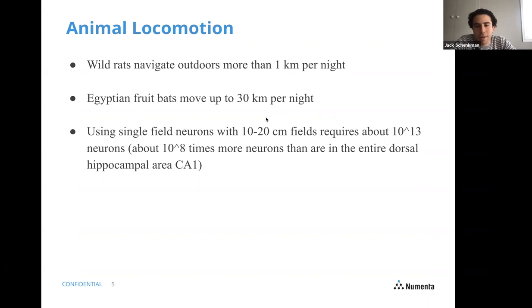The way that they arrive at this number in the paper is basically they say the fruit bat is flying 30 kilometers and it has a width that it flies within of about 2 kilometers and a height variation of about 0.5 kilometers. So then if you take that volume and see how many of these 10 to 20 centimeter diameter spheres would fit inside, you arrive at this number. So basically, using this naive encoding scheme is not really suitable due to physical limitations of the number of neurons.